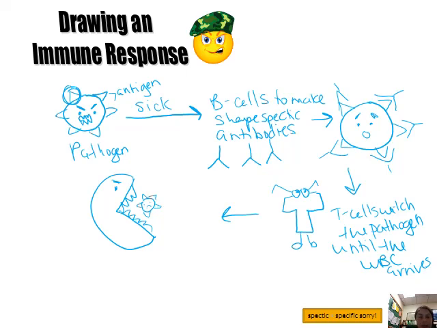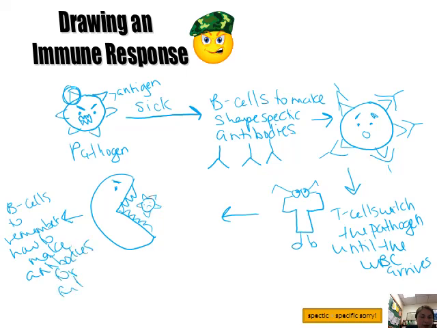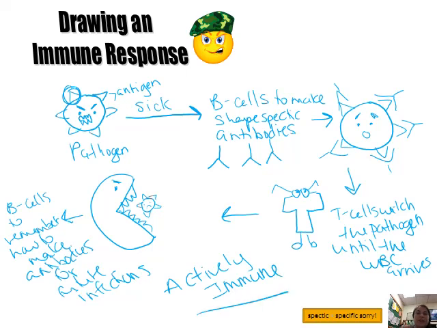The last thing we want to do is we want our B cells, our memory cells, to remember how to make antibodies for future infections. Okay, so at this point we are now considered to be actively immune to this particular pathogen.